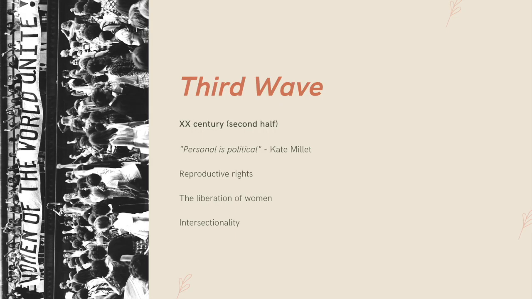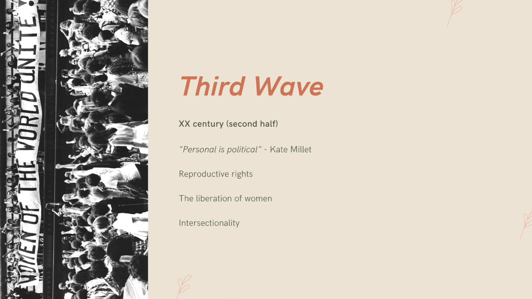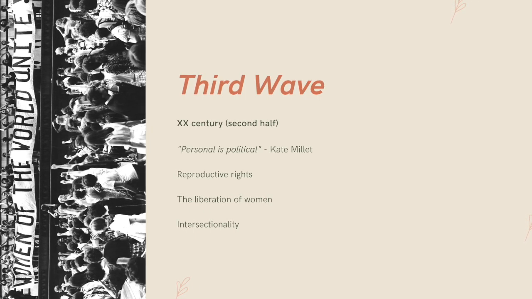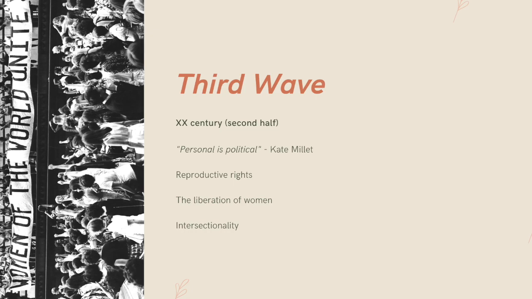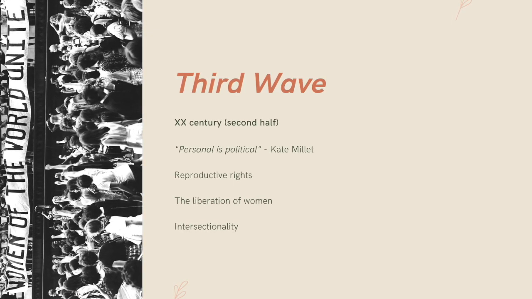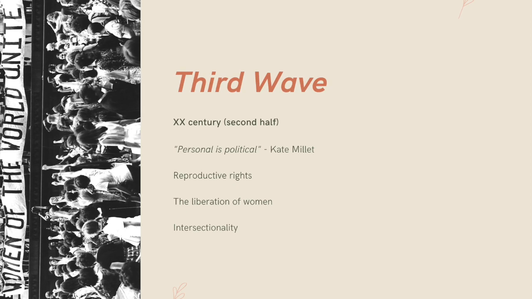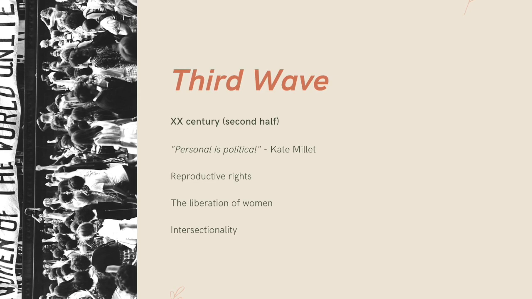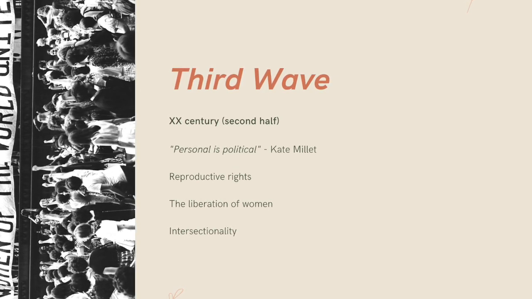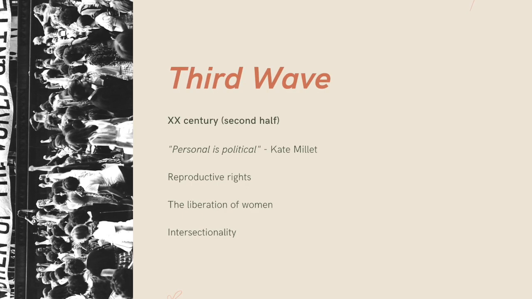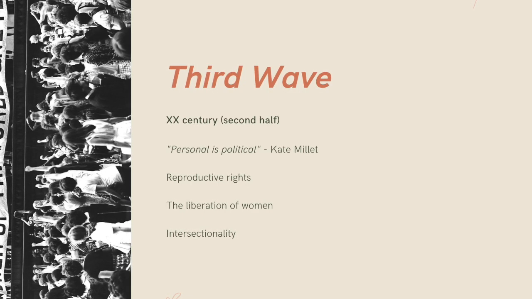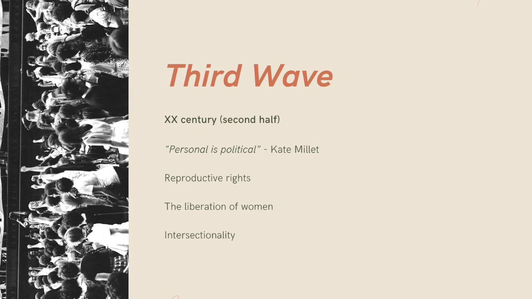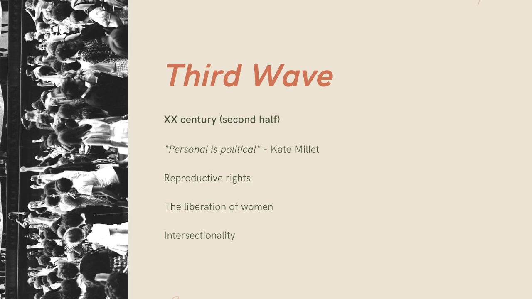The third wave of feminism took place in the second half of the 20th century. Its slogan was "The Personal Is Political" by Kate Millett, and its main purpose was to bring awareness to things that don't happen in the public eye, such as domestic violence and rape. They also fought for reproductive rights, such as access to contraceptive methods and abortion. The focus of this third wave switched from equality to the liberation of women, and it started to be more intersectional, meaning that more women were allowed in feminism, not only white, cisgender, straight, and bourgeois women.